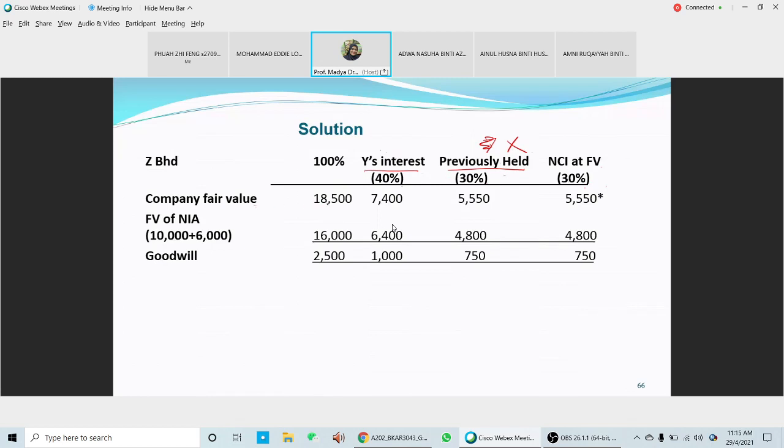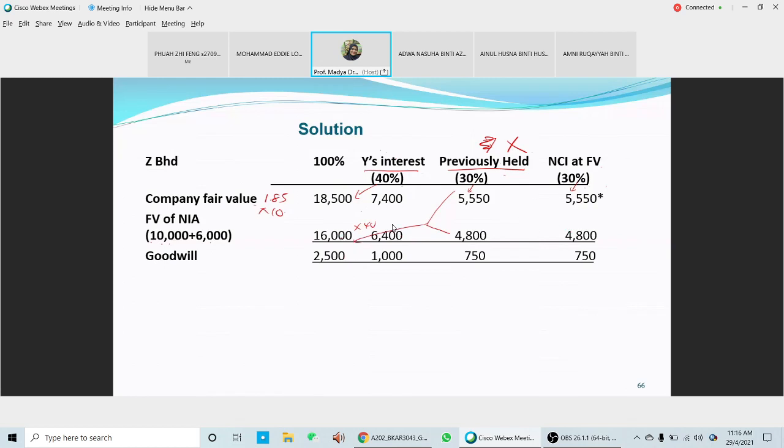So the company value here is 18,500, which is 1 ringgit 85 times 10 million. From this amount, Y has 40%, the previously held stake is 30%, and the same for the NCI at 30%. The identifiable assets here are 10, and the RE that you have here is 6, so altogether 16. From that 16, the portion for Y will be 40%, this one is times 30%, and this one the same.